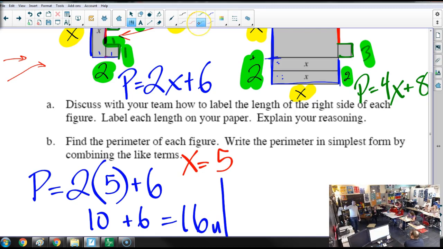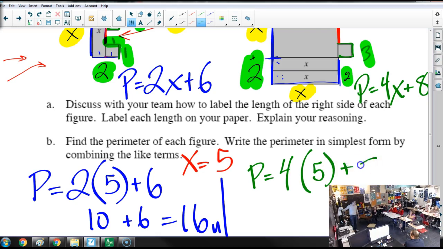Very good. Maya, what about the second one? Well, you have to do 4 times 5, which is 20, and then plus 8, 28. And again, it's perimeter, so it's just units. Questions?